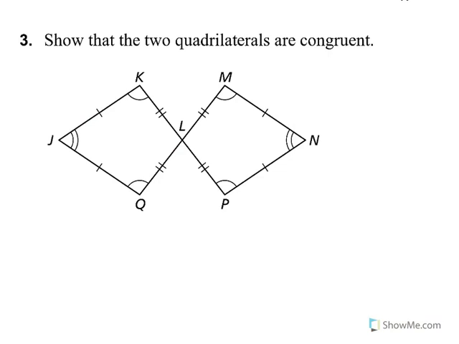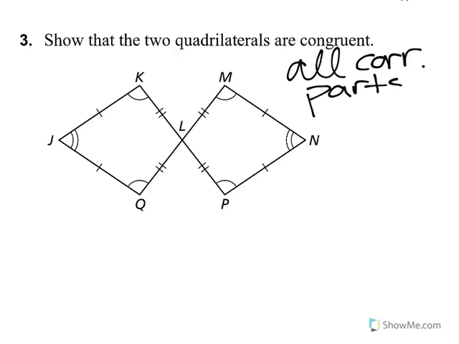And number 3, we need to show that the quadrilaterals are congruent. Okay, that means all corresponding parts are congruent. So that means all the sides need to be marked that are congruent, and we need all the angles. Well, if we take a look at this picture, we see that all the sides are marked, and we know that all those are going to be congruent.